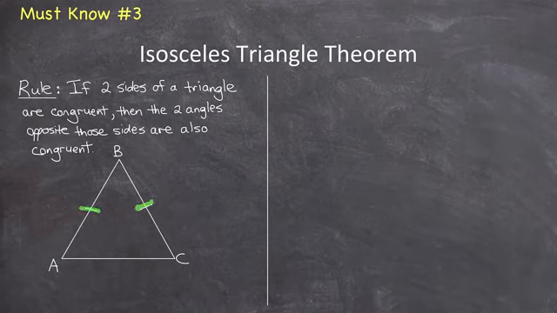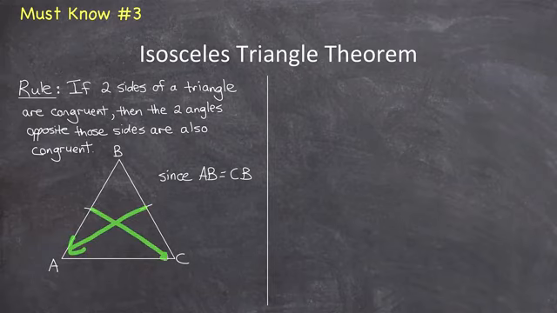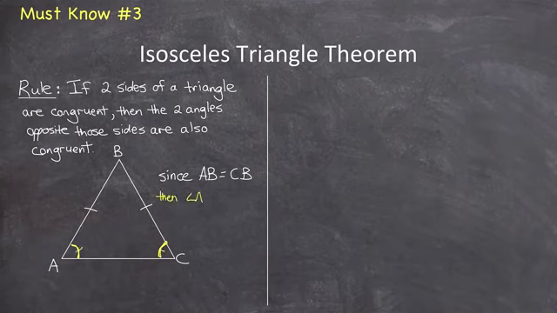These tick marks indicate that the length of side AB and the length of side CB are equal to each other. Because those two sides are equal in length, based on the isosceles triangle theorem, I know that the angles opposite from those two sides, so angle A and angle C, would be equal to each other. So I could say that angle A equals angle C.